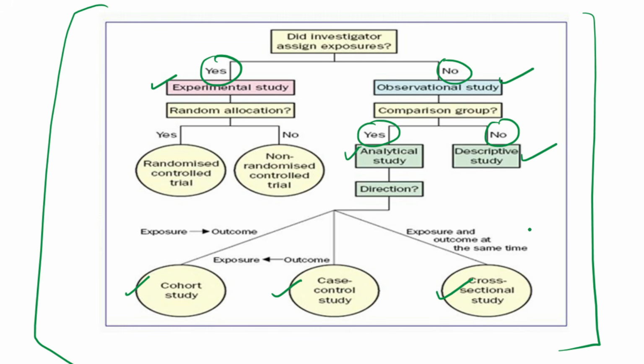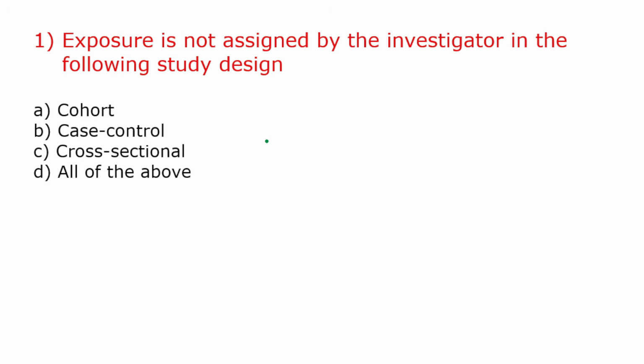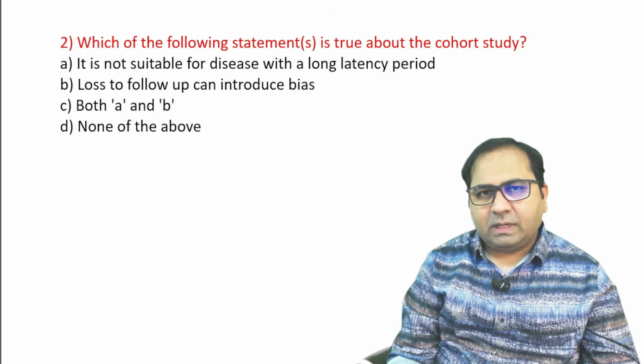To further analyze, if you take this cross-sectional study into consideration, cross-sectional study can be divided into two types, that is a descriptive type of cross-sectional study and analytical type of cross-sectional study. So this is a different entity altogether. As far as this chart is concerned, please remember this chart carefully and please remember this question and also the answer for this question. Next question.